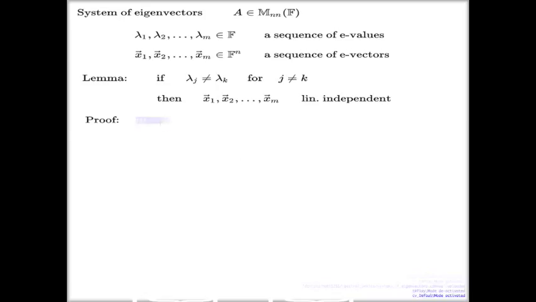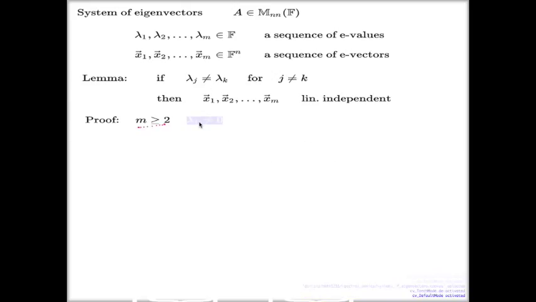Let's just see it. The proof makes sense only when m is bigger than 2. When m is 1, the claim is trivial, because a system of one vector is always linearly independent as long as the vector is non-zero. And eigenvectors are non-zero; it is in the definition of eigenvectors. Eigenvectors are always non-zero. So the essential part of the proof is when m is at least 2. That's what I fix here.